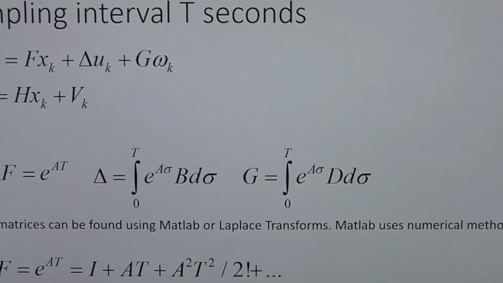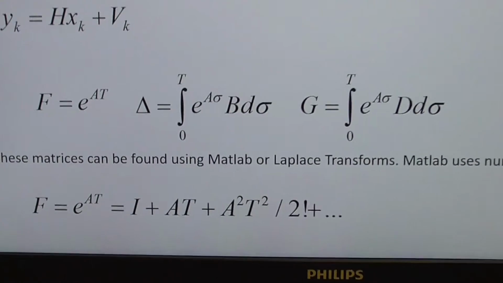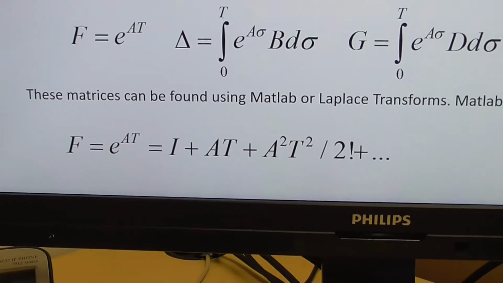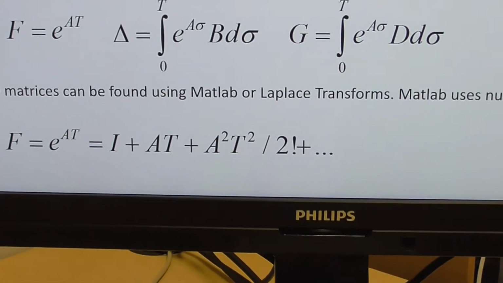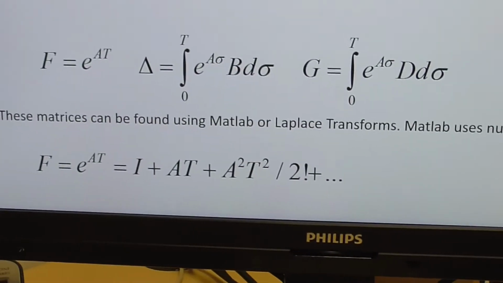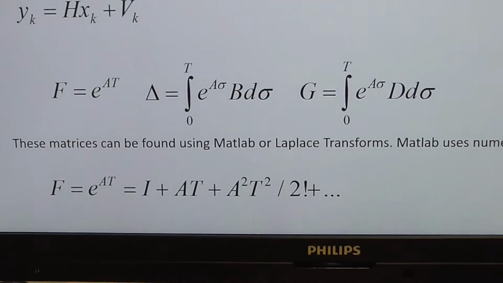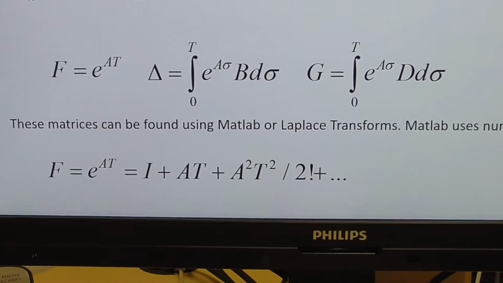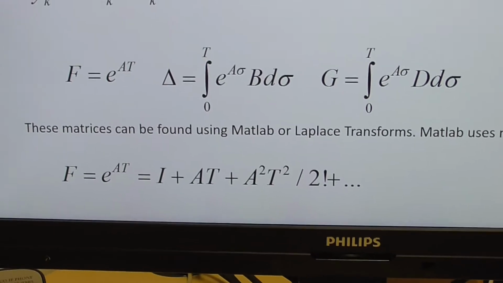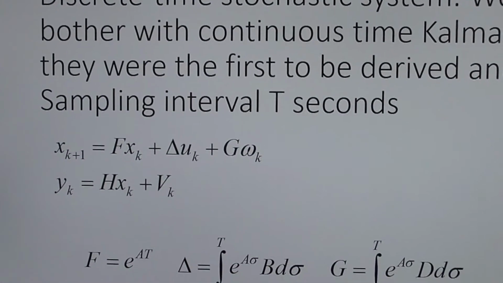Now these can be found, you can use MATLAB, and MATLAB uses a numerical method. For example, that's how we used to do it 35 years ago or whatever: F equals e to the AT, e to the AT equals I plus AT in a power series. We'd program this on the old mainframe computers. Oh yeah, that was called the phi-delta method, I seem to remember, because we didn't call it F, we called it phi, and I'm calling that one delta anyway, but I've got another matrix as well, G, which drives the noise term.